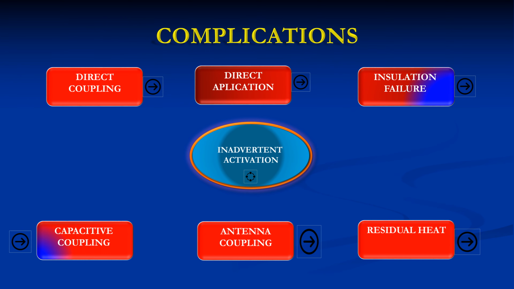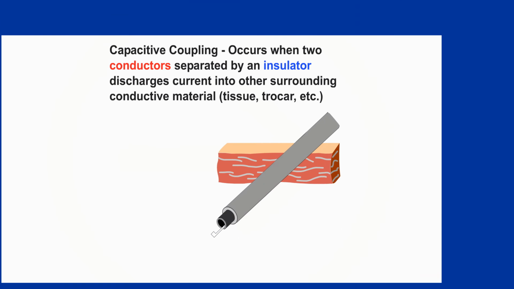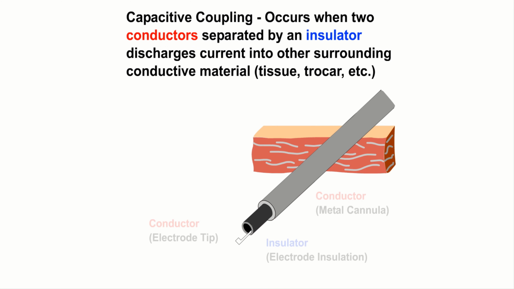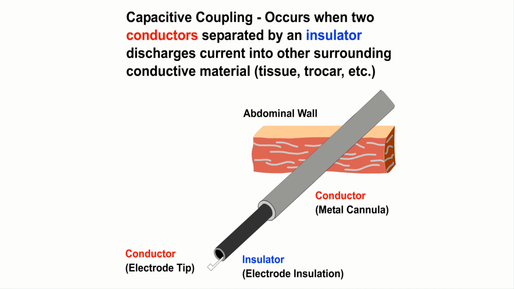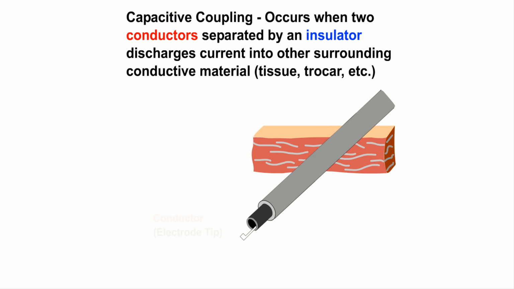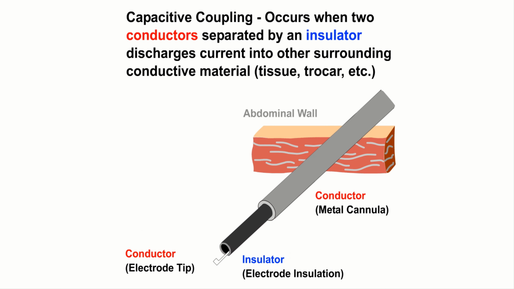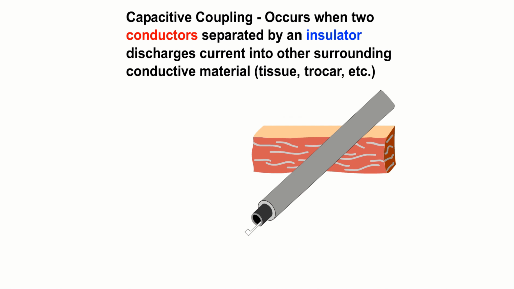Overview of complications. Coupling occurs when two conductors separated by an insulator discharge current into other surrounding conductive material, like tissue or trocar. Capacitive coupling is the transfer of electrical current from the active electrode through intact insulation into adjacent conductive materials without direct contact.